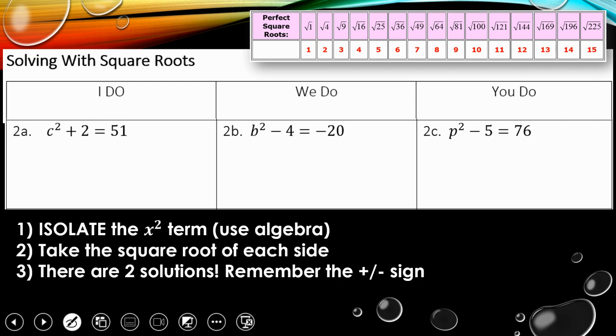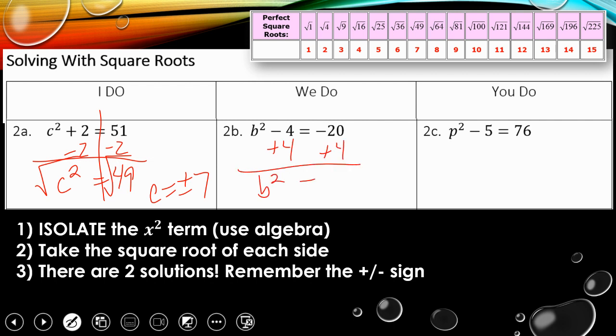Now when you have ones like this, you have to actually get the squared by itself. So c squared equals 49. Then we can take the square root, plus or minus 7. Add 4.